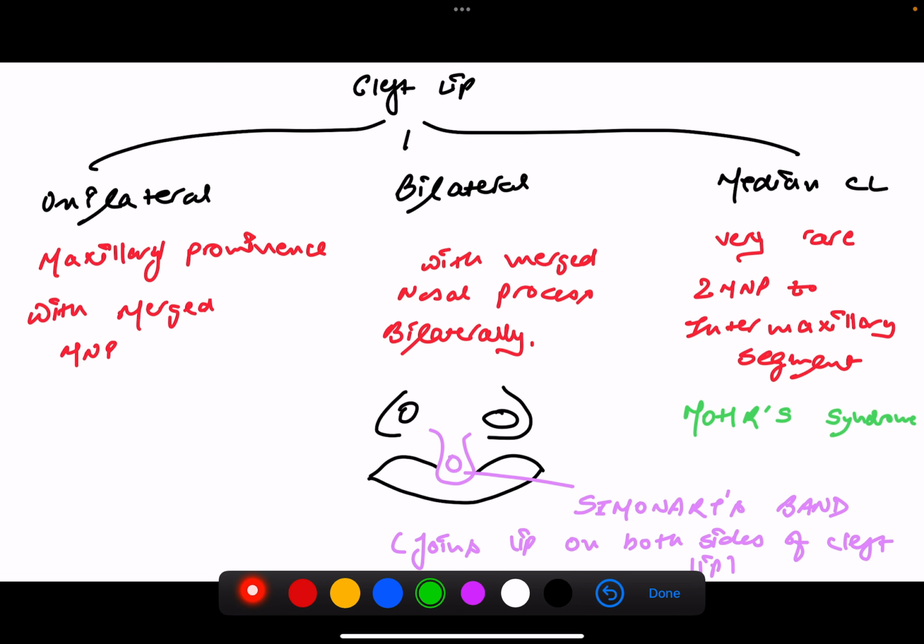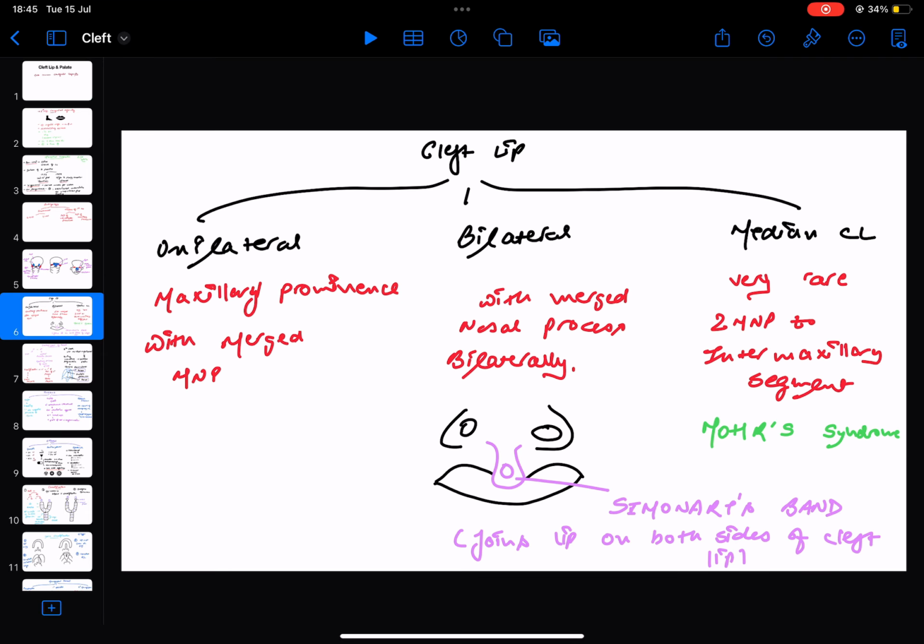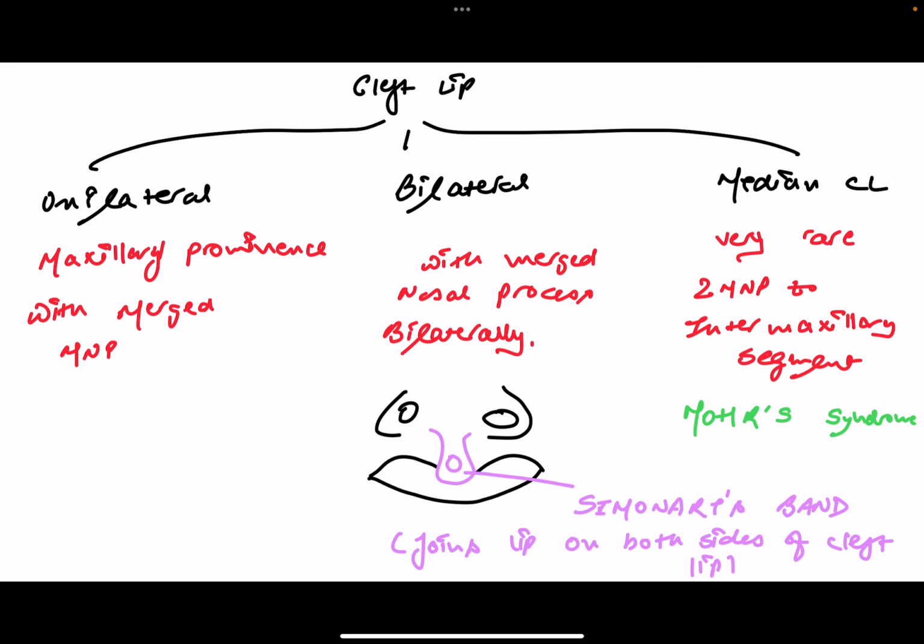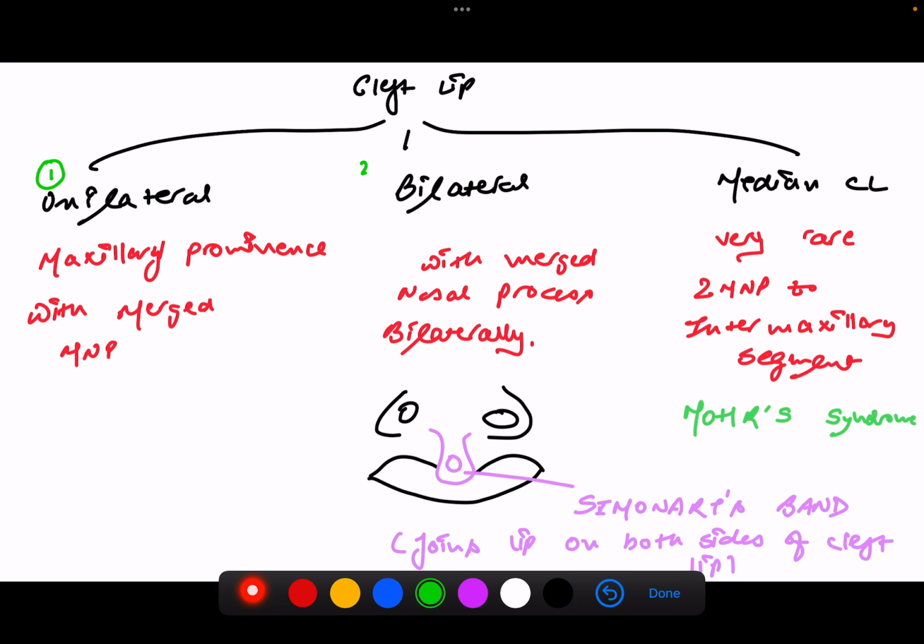For cleft lip patients, it can be unilateral, bilateral, or median cleft lip. For unilateral, it is the maxillary prominence which fails to fuse with the merged median nasal process. Similarly for bilateral. And in bilateral cleft cases, Simonart's band will be present, which joins the lip on both sides of the cleft lip.